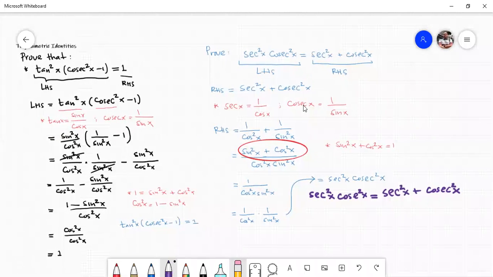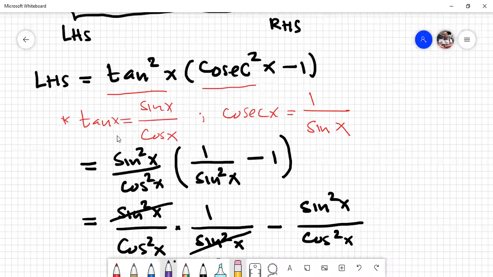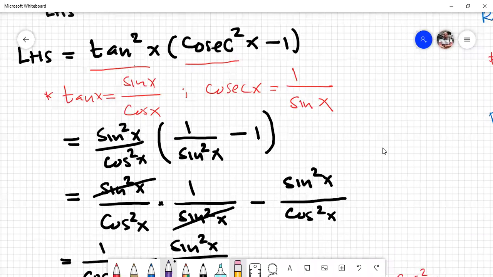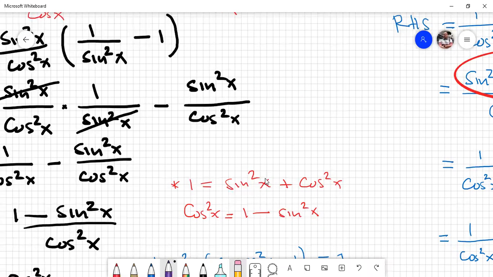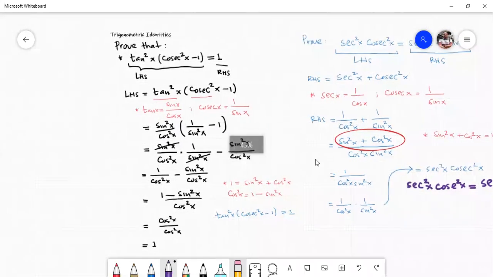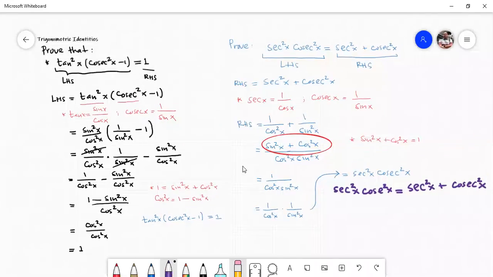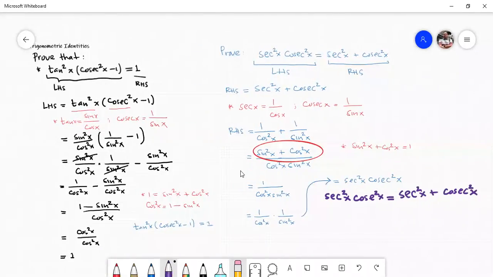Not really. The idea is you need to remember the basic trigonometric identities, such as the reciprocal ones, or tangent x is equal to sine x over cosine x, and also this one, where sine square x plus cosine square x is equal to 1. I think that's for today. We will try to make other examples about trigonometric identities later in the next video.